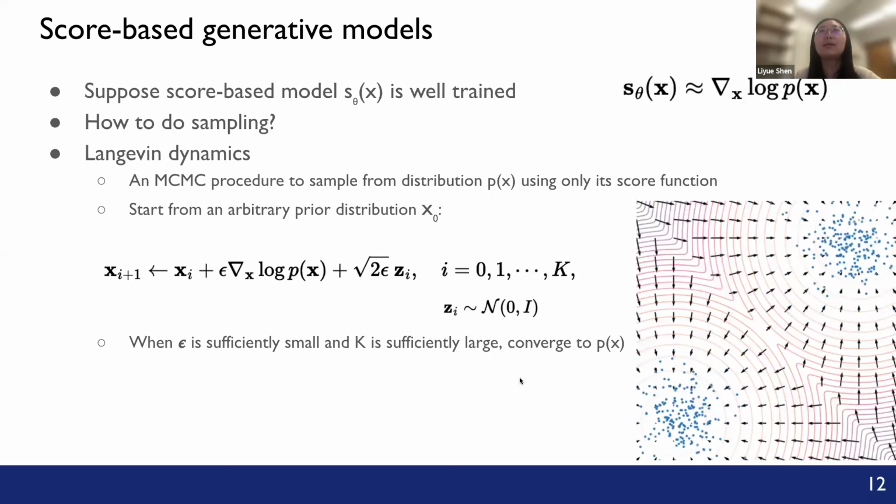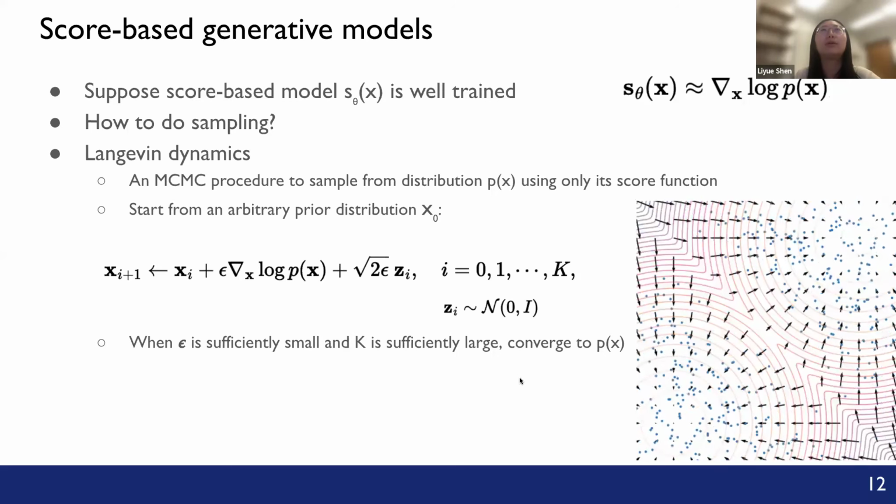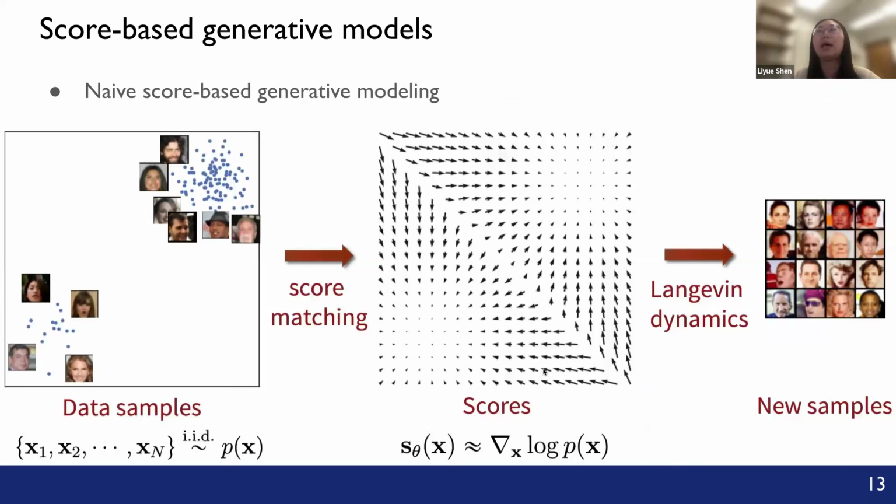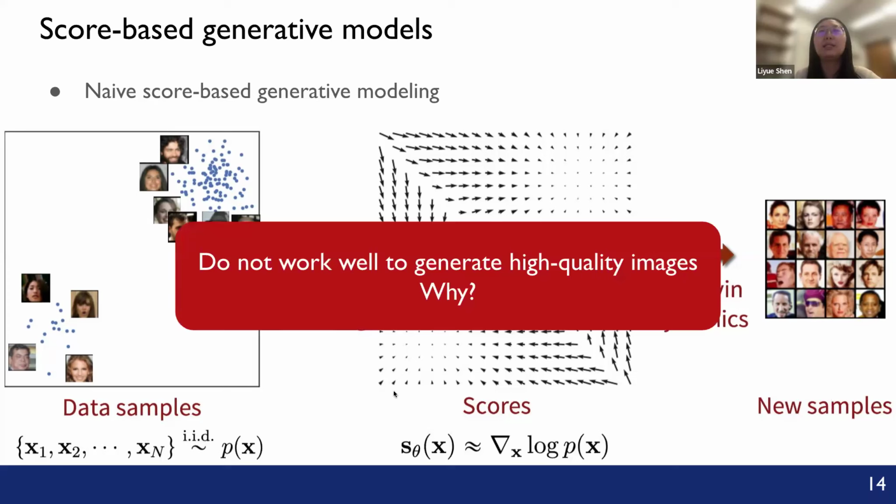So this is the very basic concept of score-based learning and sampling: use score matching to train the objective between the score model estimation and the true distribution score function, and then use Langevin dynamics for sampling to get new data from p(x) through the estimated score. This has been shown to be a very fundamental way of learning the score function and sampling. But in practice, it doesn't work very well for generating high quality images.